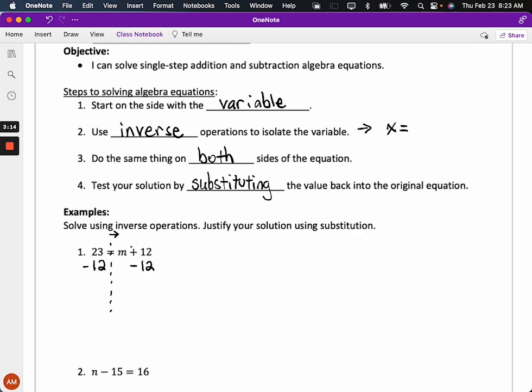So 12 minus 12 is 0. I end up with just m on this side of the equation. And then on the other side I have 23 minus 12, which gives me a difference of 11 as my final answer for m.